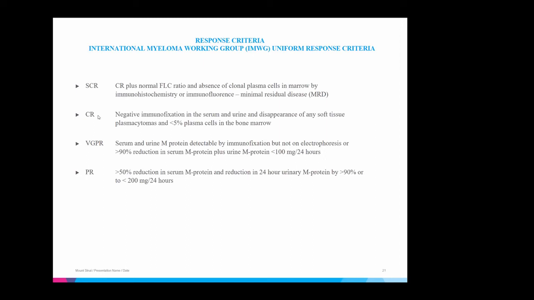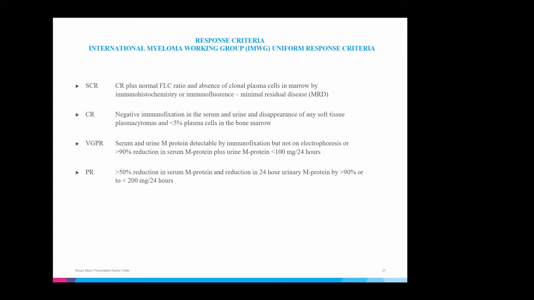A complete response is patients who have less than 5% plasma cells in the bone marrow. And what we see most often, because outside of a research study, patients don't always get repeat bone marrows. A very good partial response are those patients whose serum and or urine M protein is detectable by immunofixation, but no longer by serum protein electrophoresis.